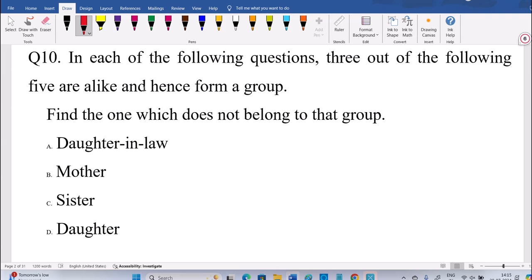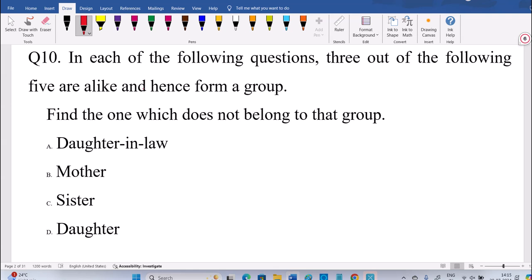All are females only. Suppose in some questions all are female, one is male, then that is the odd one out. Or else all belong to one generation and another person is from another generation. Here that is also not the case. Sister is your generation, mother is your above generation, daughter is your below generation, daughter-in-law is also your below generation. You cannot do it like that. There are some questions where all are your generation and one is below generation, that's the odd one out. All are male, one is female, odd one out.